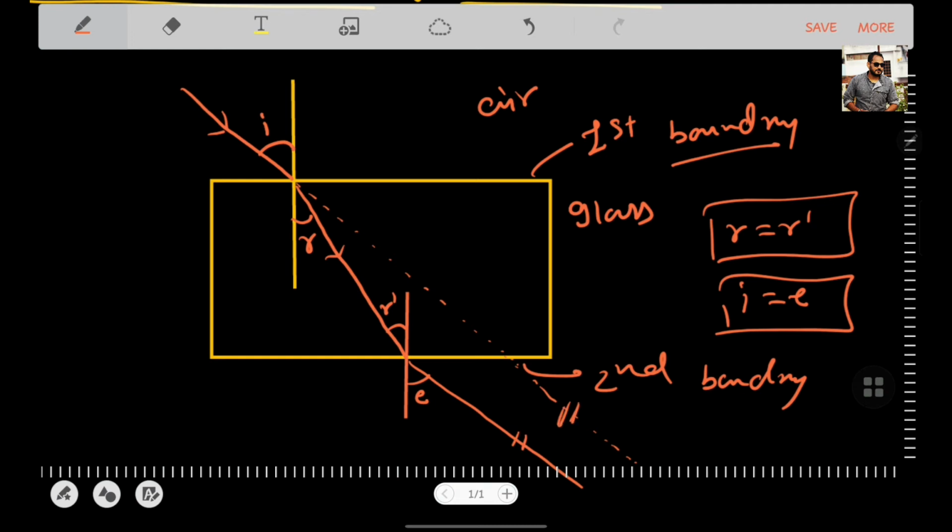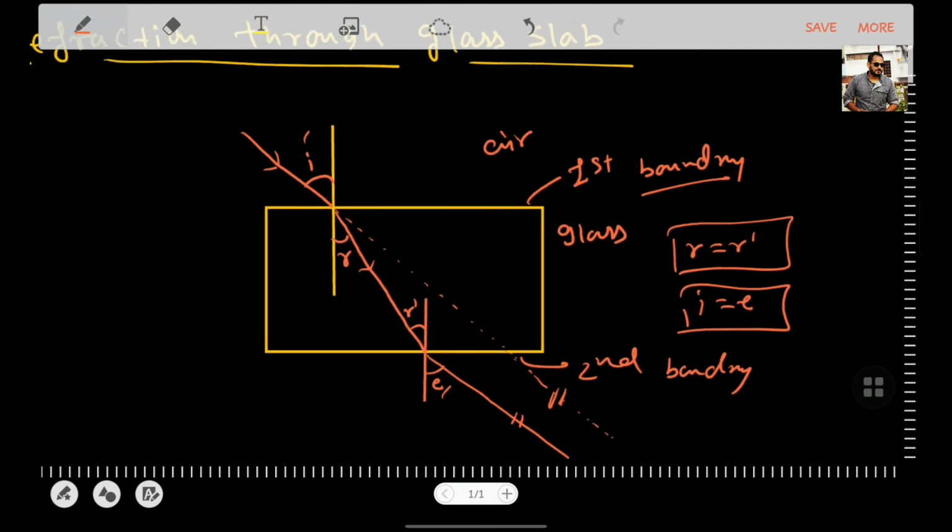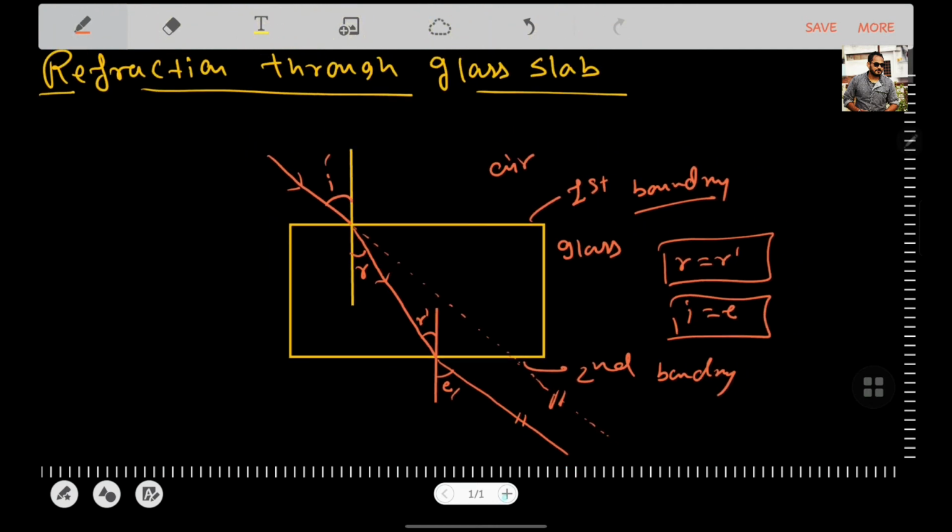And why will it happen? Just because angle E is equal to angle I over there. That we have to prove now. So we will use Snell's law for proving that. So I will go to the next page.